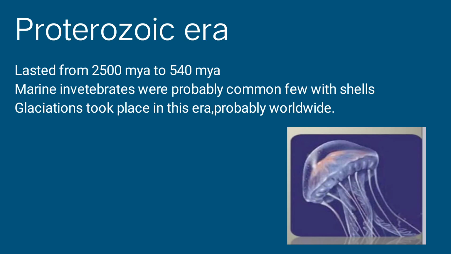Proterozoic era lasted from 2500 million years ago to 540 million years ago. Marine invertebrates were probably common, few with shells. Glaciation took place in this era, probably worldwide.